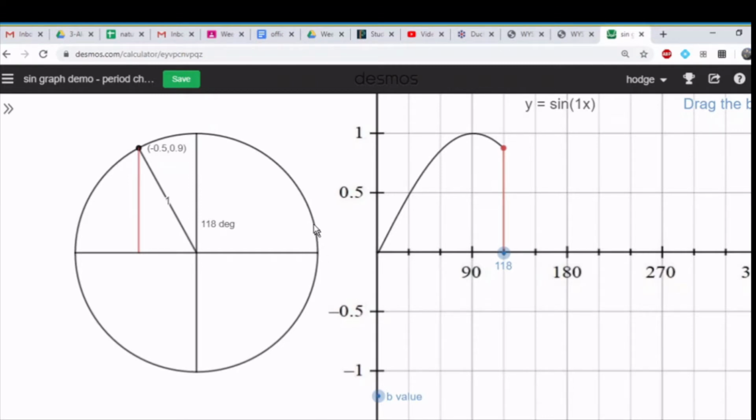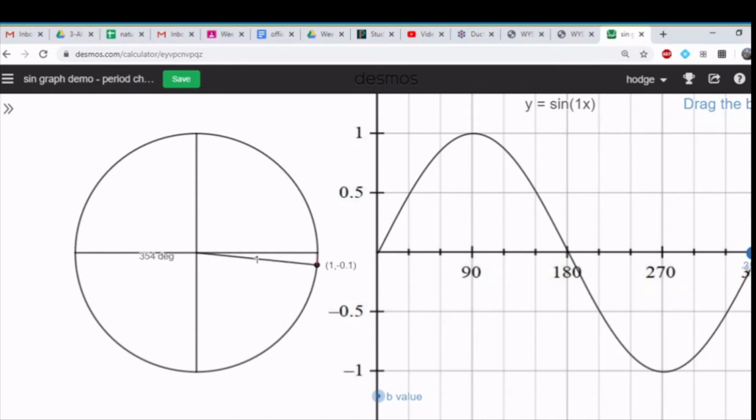So we go to our circle. We start here as usual. We turn 118 degrees to get to here. Our sine ratio is the y-coordinate, that is 0.9, within rounding, divided by 1. So when x is 118 for my input, the sine ratio is 0.9 for my output. I plot the point, and then we keep going in that way.